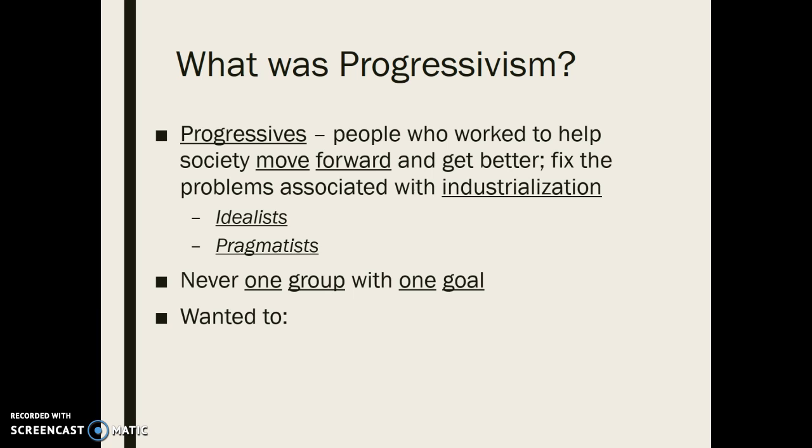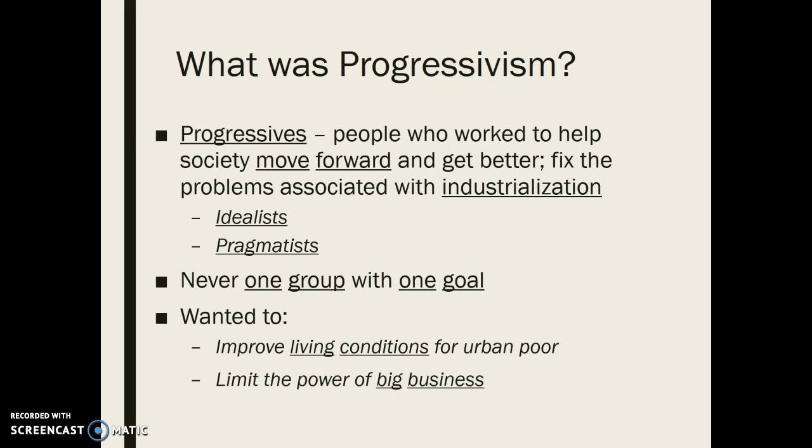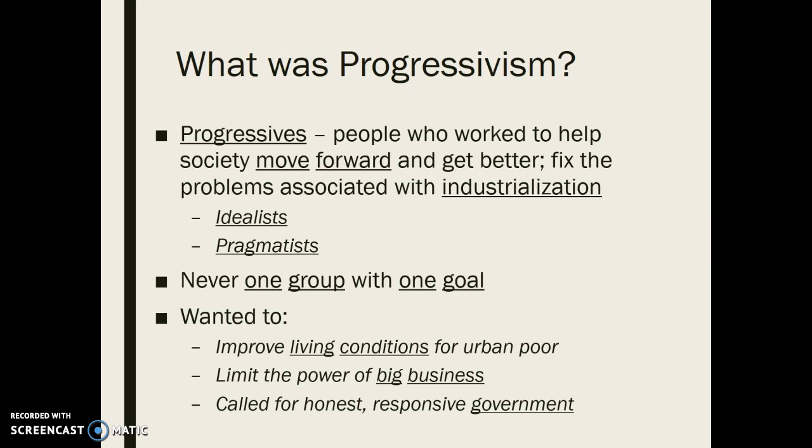Among the many goals of progressives, some of the big main areas of focus are improving the living conditions of the urban poor. During the Gilded Age, we talked about tenements and what it was like to live in a city, particularly for immigrants or people who were making very little money. Limiting the power of big business, which I think we can agree dominated the economy during the Gilded Age, before any regulations, before any intervention by the government to make laws. That comes during the progressive era. And calling for an honest and responsive government, trying to tackle the corruption and some of the things that we saw with political machines, especially. So we're going to look at examples of all of those as we go along.